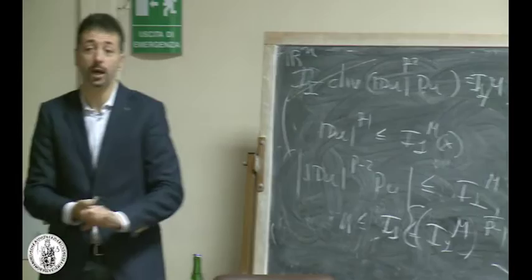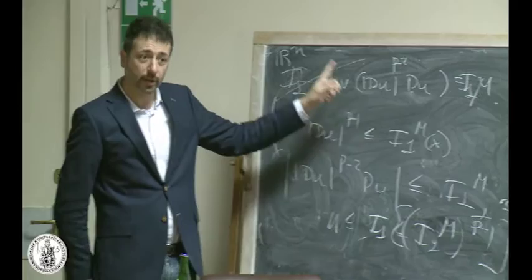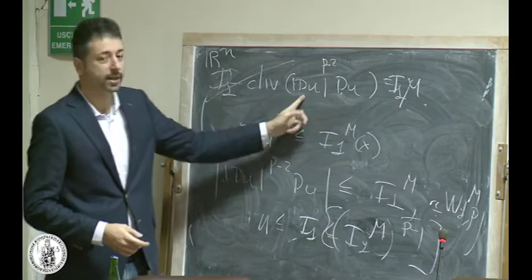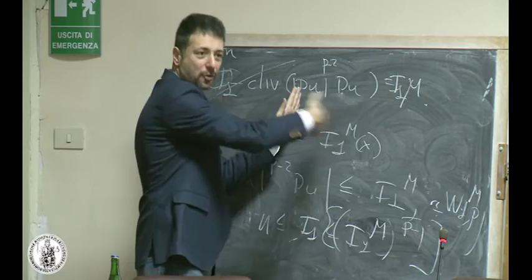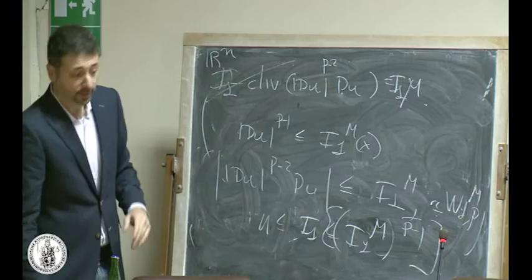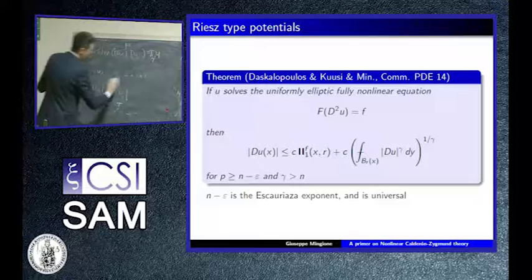So you see why you need Wolff potentials for u, and why you need Riesz potentials for the gradient. In the case of the gradient, the equation is nonlinear in the gradient, but can be conceived as a linear equation in a nonlinear vector field of the gradient. So this is a linear equation in the whole quantity, and therefore a Riesz potential appears. But if you want to go up to u, then Wolff potentials appear. This philosophy is very pervasive, because it leads you to think that whatever you have inside the divergence sign, there is a Riesz potential estimate.